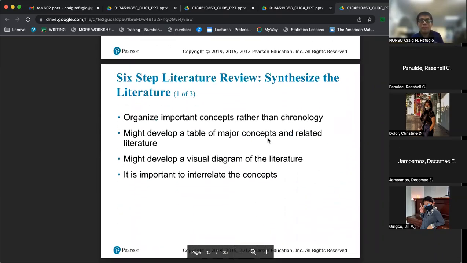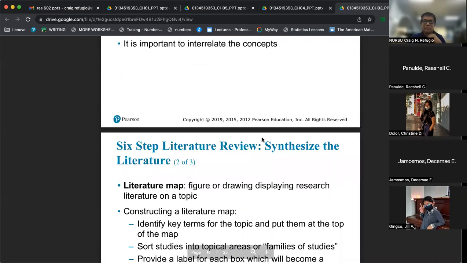So organize important concepts rather than chronological aspect. You might develop a table of major concepts and related literature, or a visual diagram of the literature. It is important to interrelate the concepts in there. Not in the case where you look at this one, then the next one, then the next one, but we cannot actually interrelate those different sections of your review of related literature. In other words, there must be coherence in your presentation of your review of related literature.